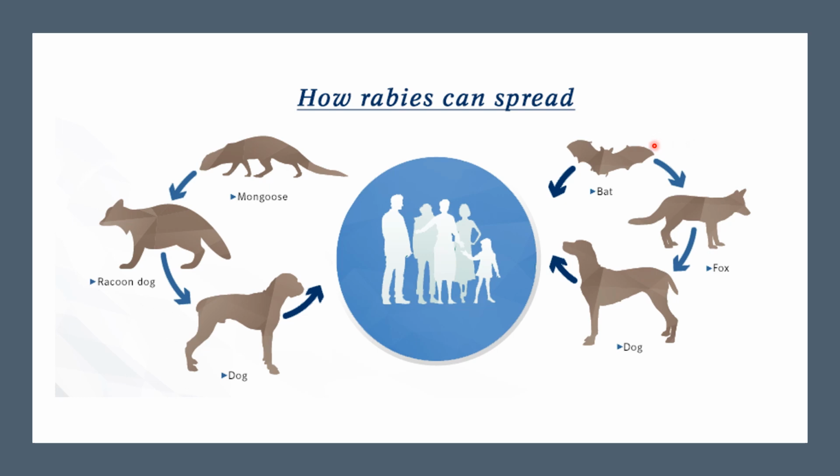Rabies is considered to be an anthropozoonotic disease because the maintenance cycle of the disease occurs in these lower vertebrate animals, and it can be naturally transmitted from these animals to humans.